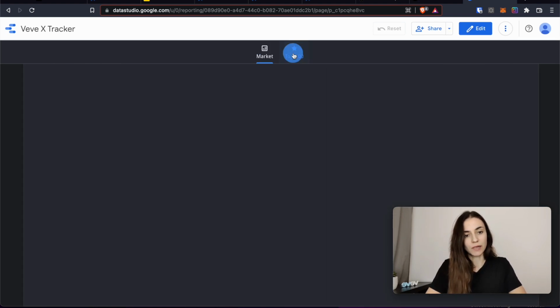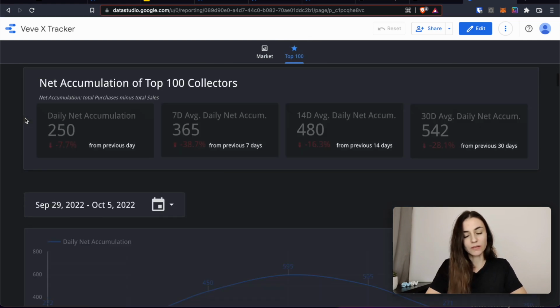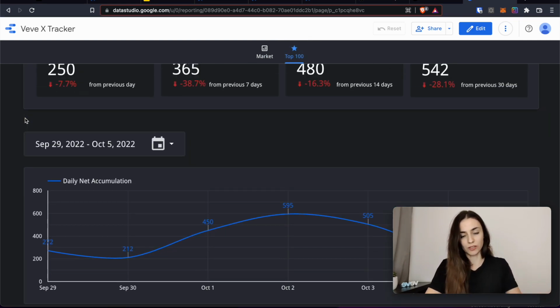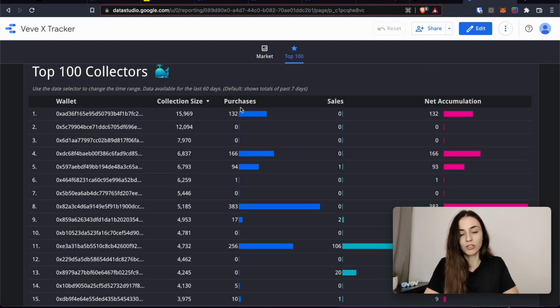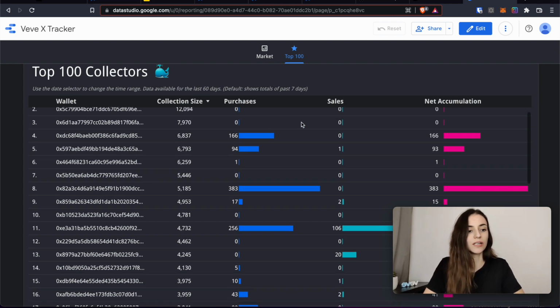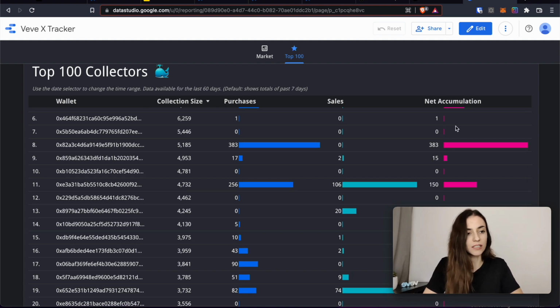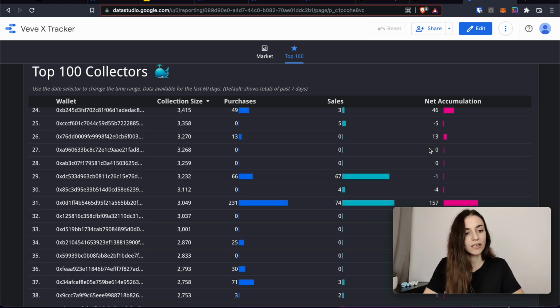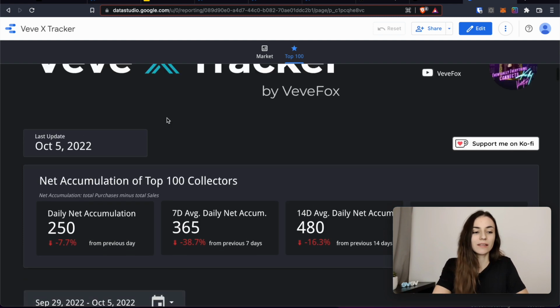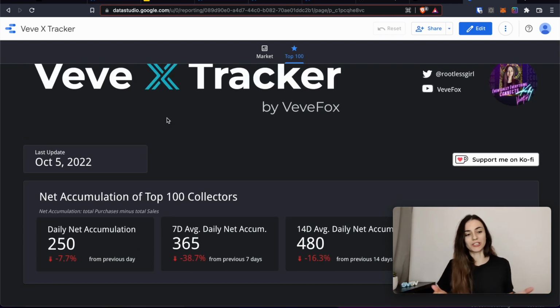And I also have this part where I track the whale wallets, which means the top 100 wallets in terms of their collection size. And then I look at how many purchases they did, how many sales, and if they are kind of accumulating or dumping and all that. So this is already really interesting stuff. I really like to look at it because I always see that our whales still seem bullish on Veve because they keep accumulating. You won't see many wallets that actually dump or sell off their collectibles. But yes, now with the new data, it will open up a whole new dimension of possibilities.